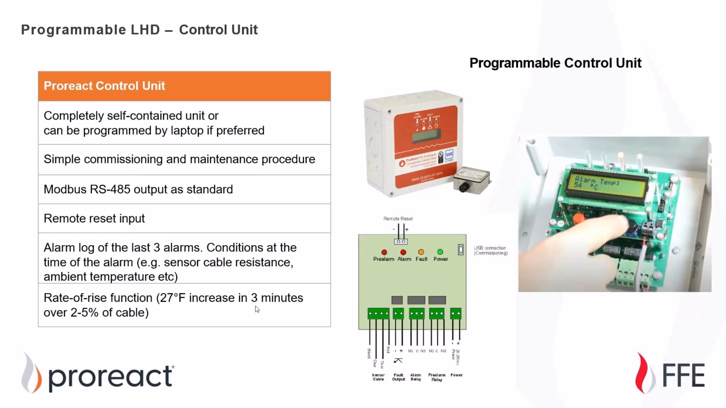And then we talked a little bit about the rate of rise function, which is pretty drastic. There would need to be a pretty quick rise for 3 straight minutes, and it's usually only going to come in handy if your ambient temperature is much, much lower than your activation temperature, to serve the purpose of earlier detection. But that is an option to be programmed on the controller.